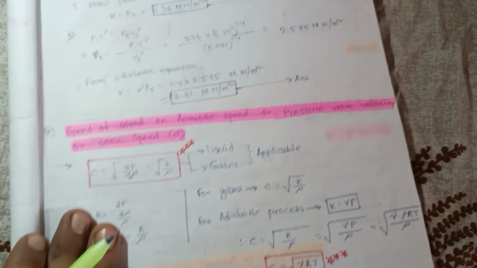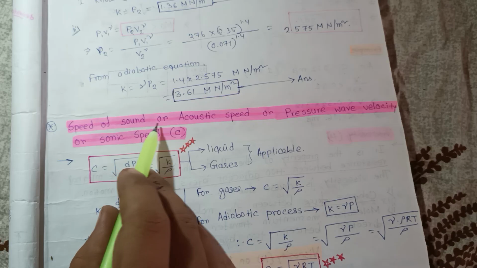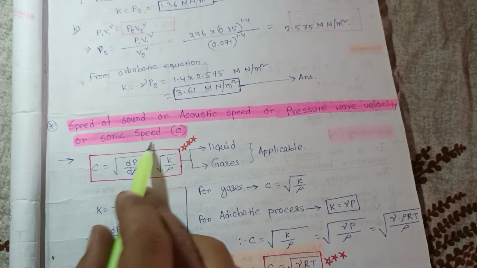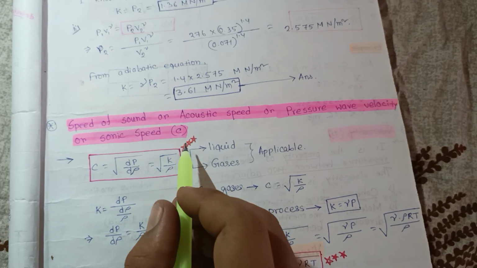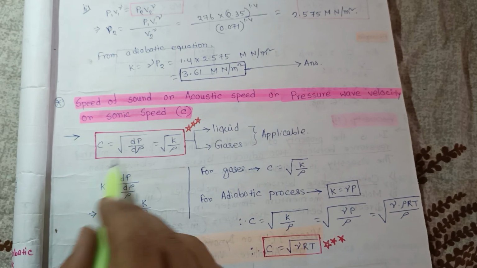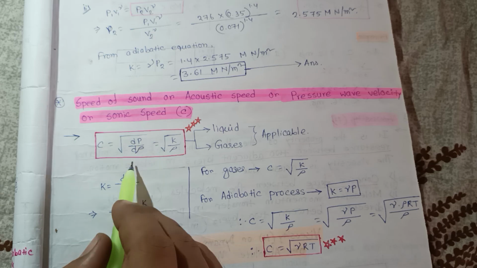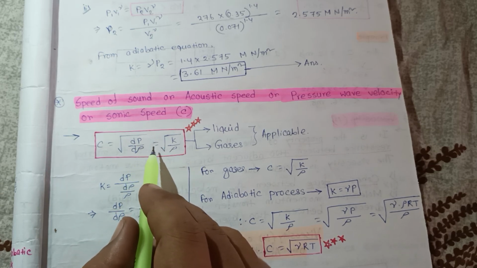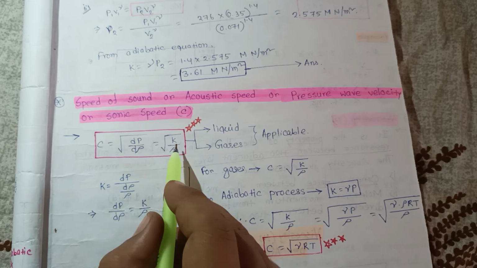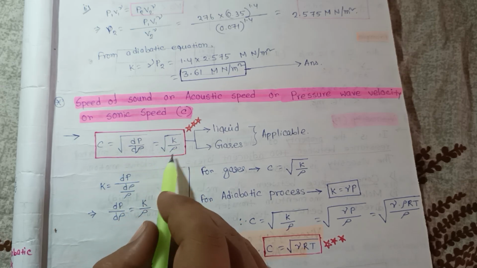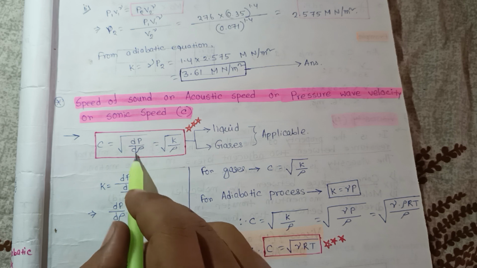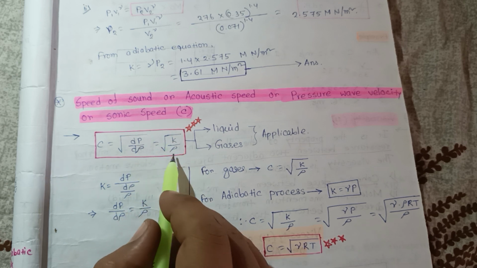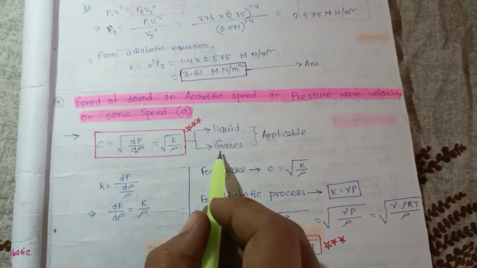Now in the next topic we will discuss the speed of sound, or acoustic speed, or pressure wave velocity, or sonic speed. It is denoted by capital C. The formula is C equal to under root dP by d rho, and we know that K, the bulk modulus, is equal to rho into dP by d rho. So from here C is equal to under root K by rho. This is applicable for liquids and gases.